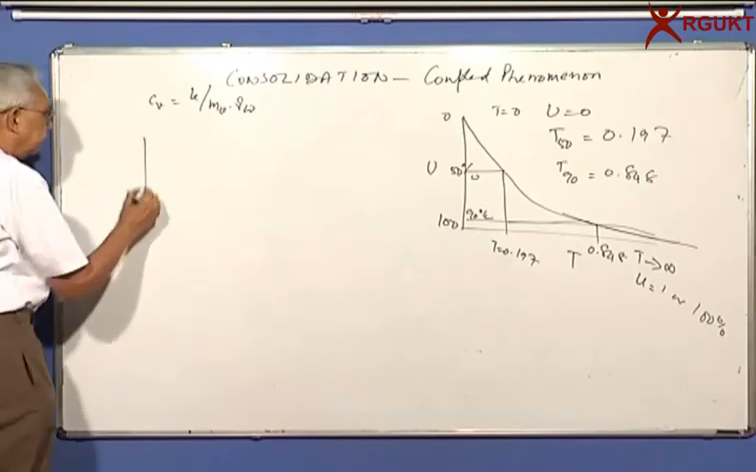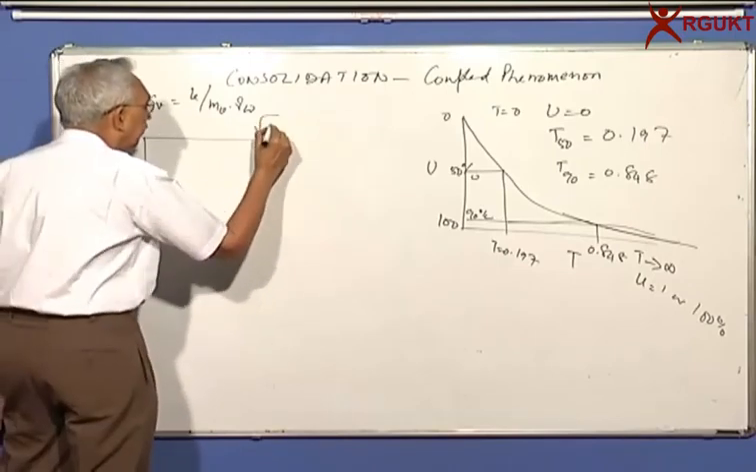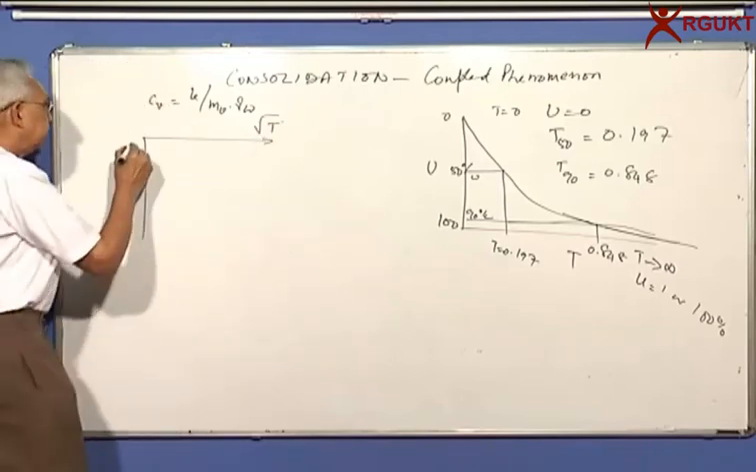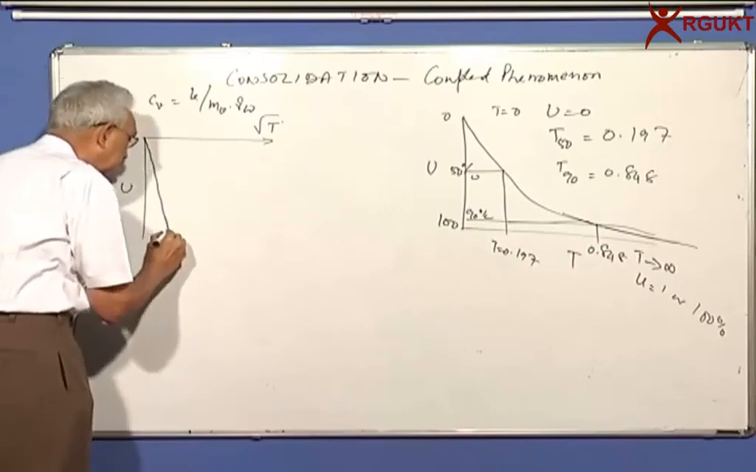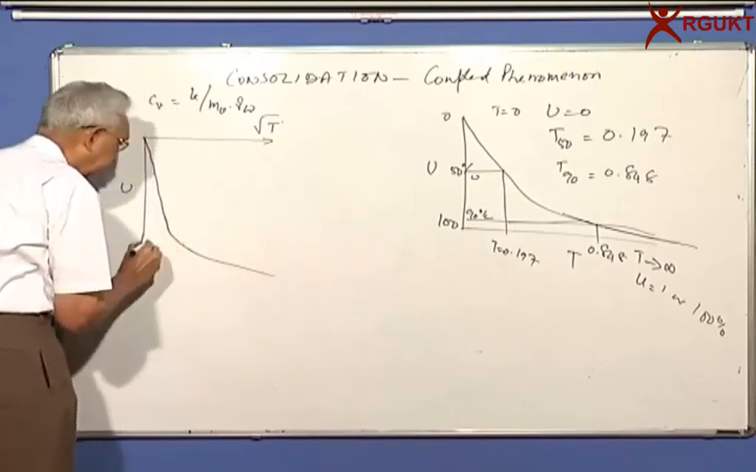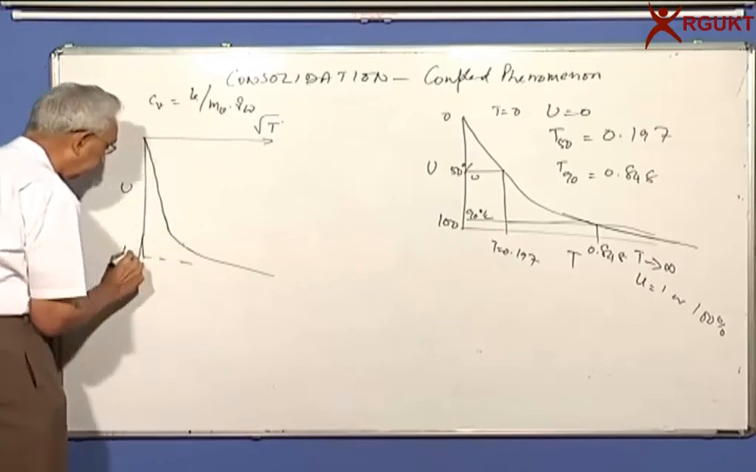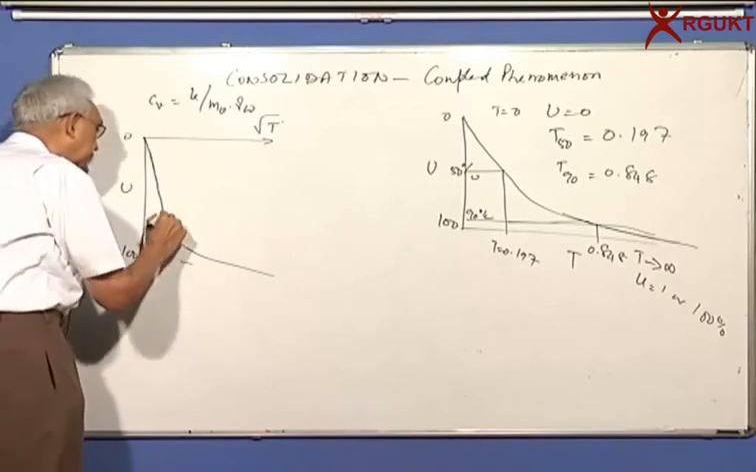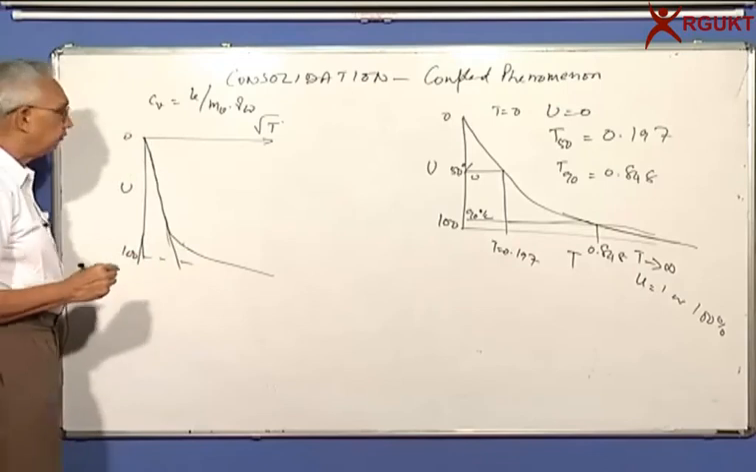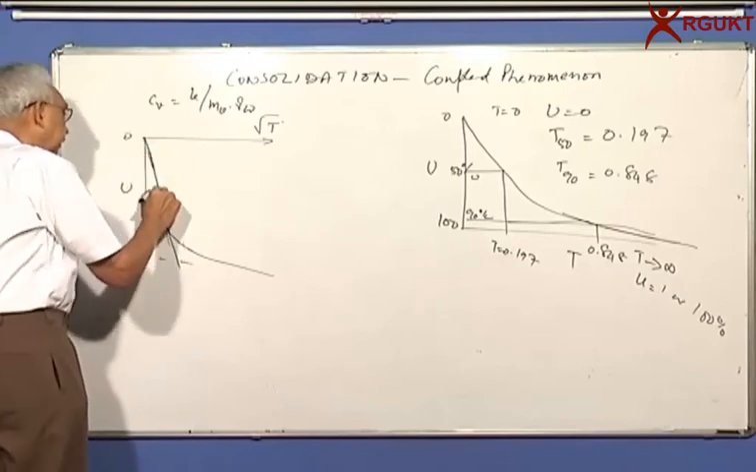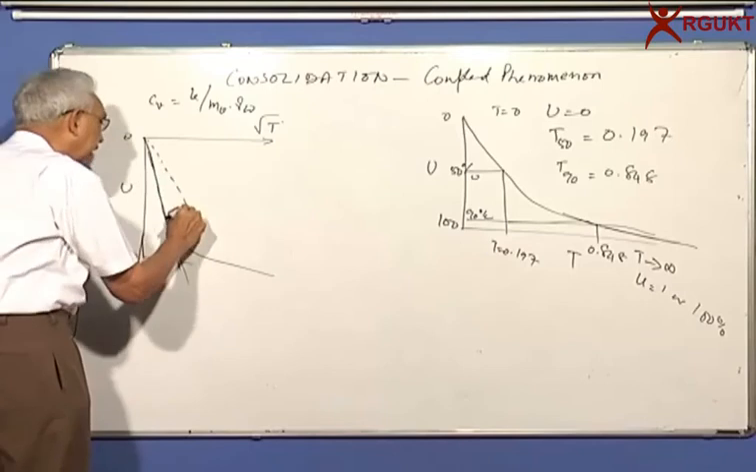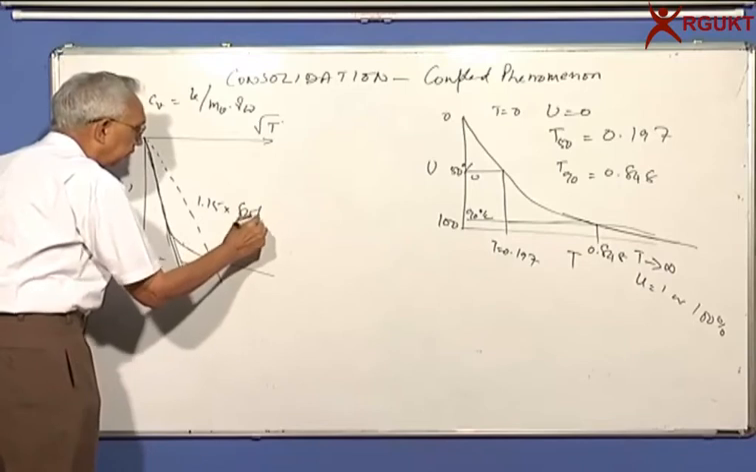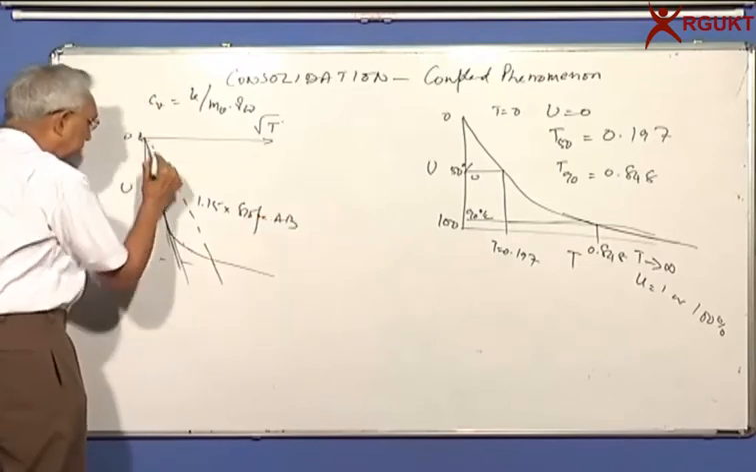So what Taylor did was, he plotted against square root of time t. It turns out you get a straight line and then it becomes a curve. Somewhere is 100%, this is 0. And you find that this straight line extends for quite some time. And what he found was, you can draw this line, and if I draw another line whose slope is 1.15 times the slope of AB, this is AB.